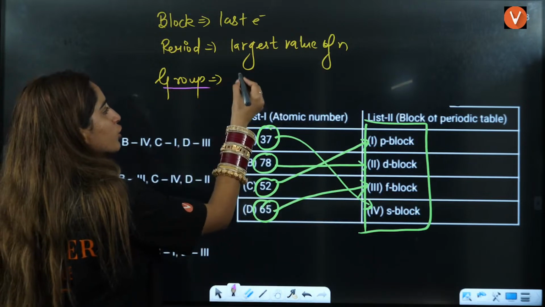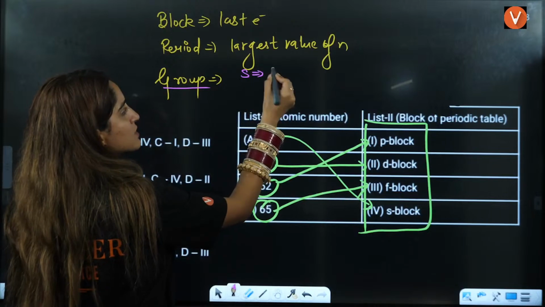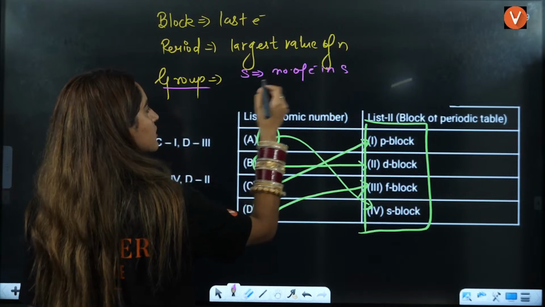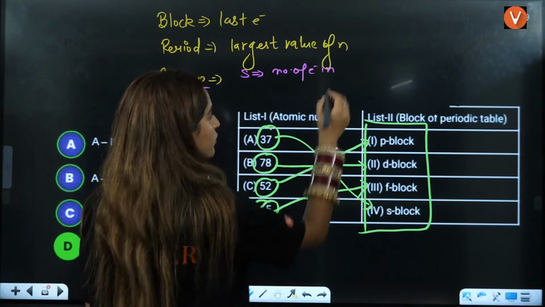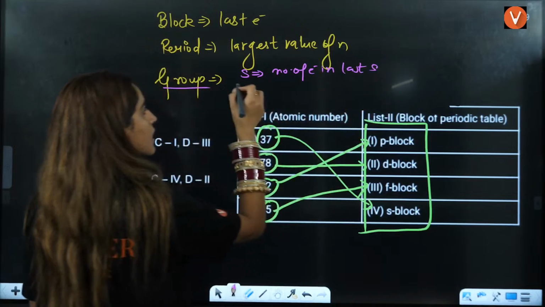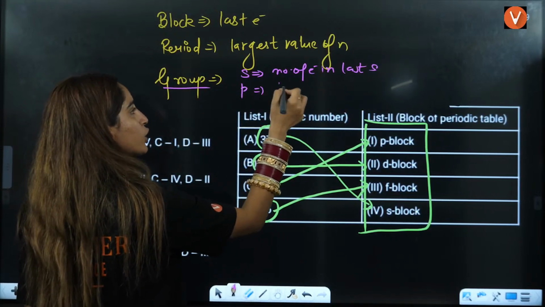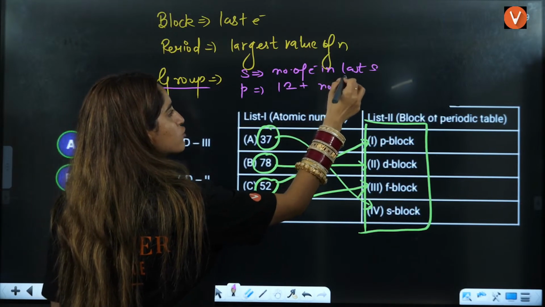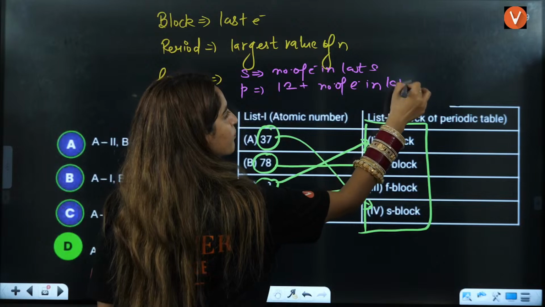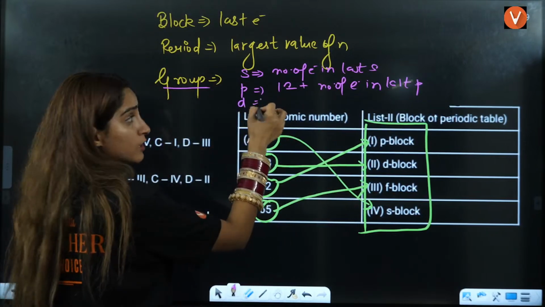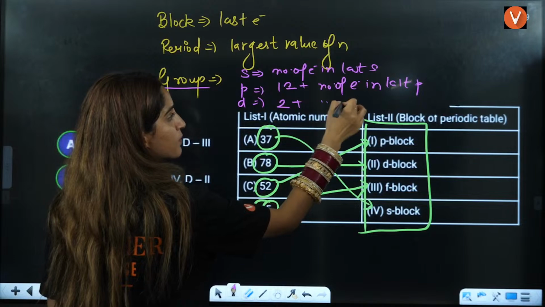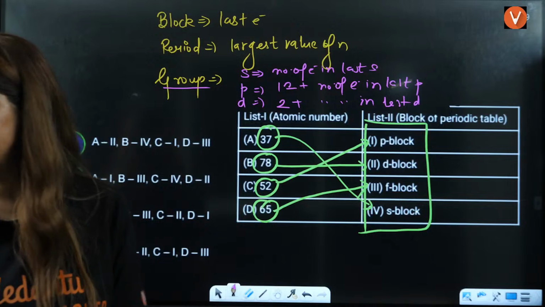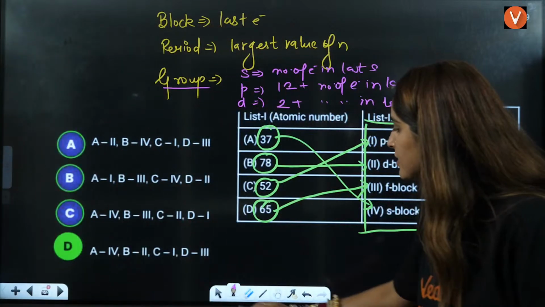But if they ask you the group, for S block, you will just see the number of electrons in the outermost S. For P, add 12 plus the number of electrons in the last P. For D, it is 2 plus the number of electrons in the last D subshell. That is how you are going to answer this.